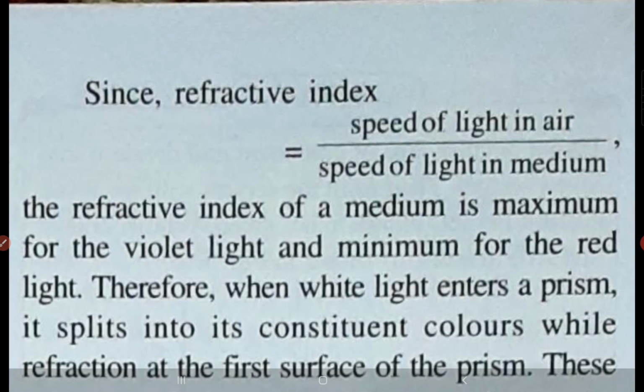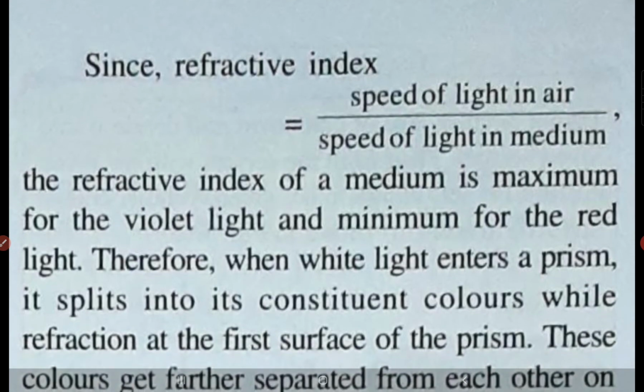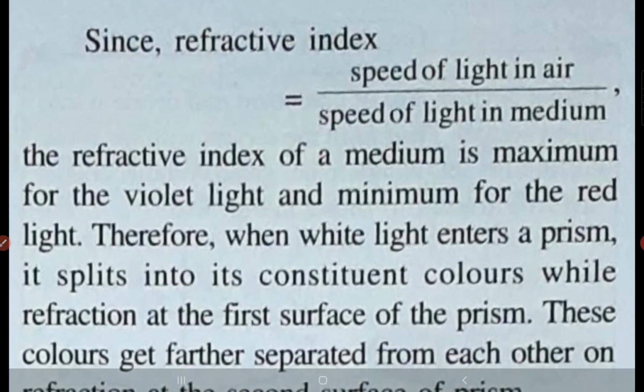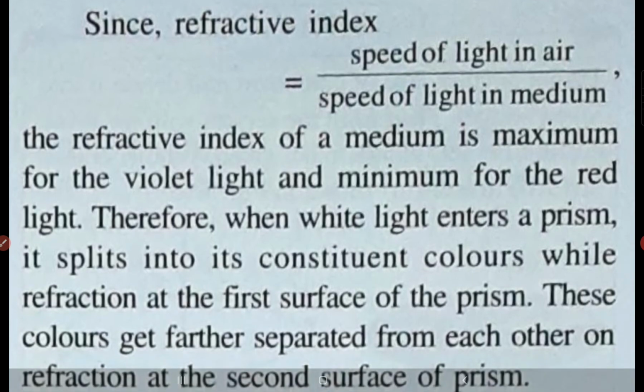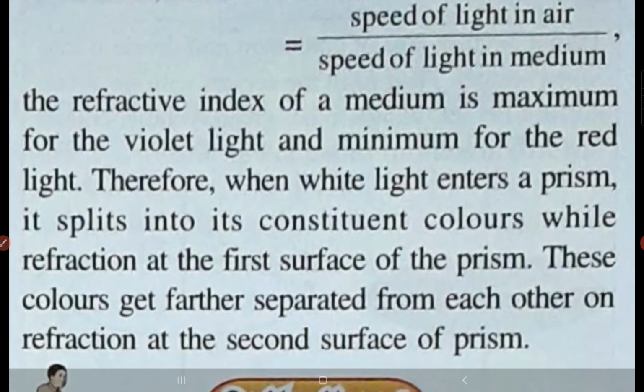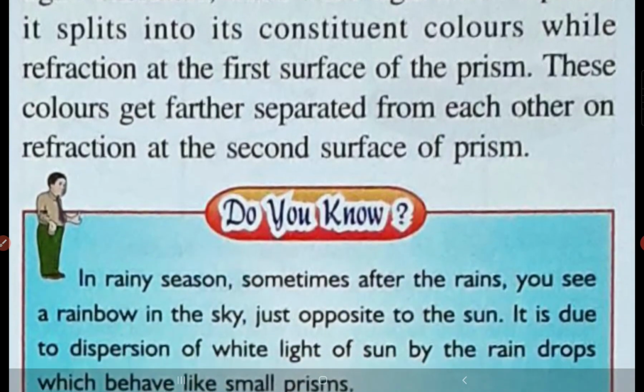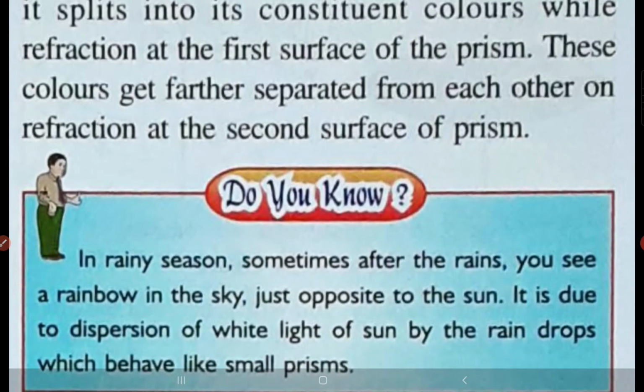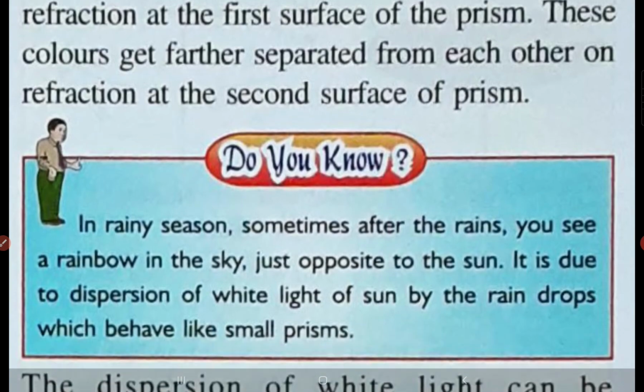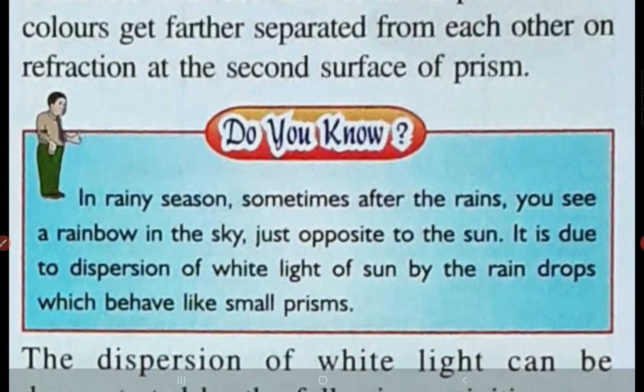Therefore when white light enters a prism, it splits into its constituent colors during refraction at the first surface of the prism itself. Dispersion takes place at the first surface of the prism. These colors get further separated from each other on refraction at the second surface of the prism. In the rainy season, sometimes after the rains you see a rainbow in the sky just opposite to the sun. It is due to the dispersion of white light of the sun by the raindrops, which behave like small prisms.